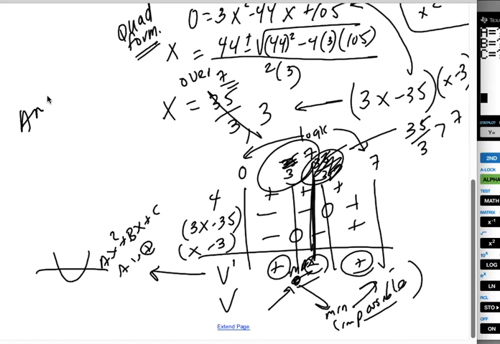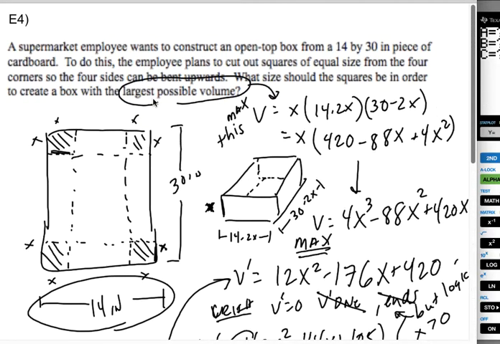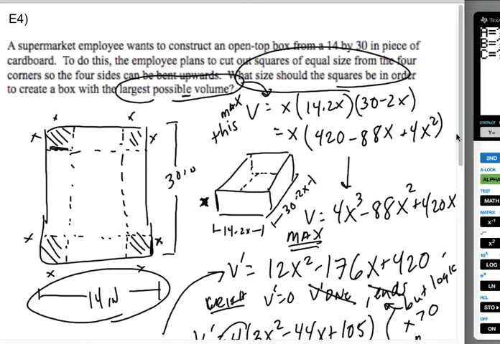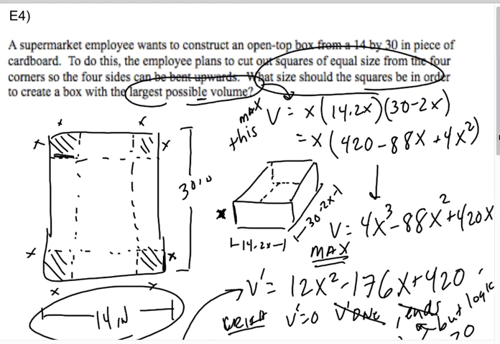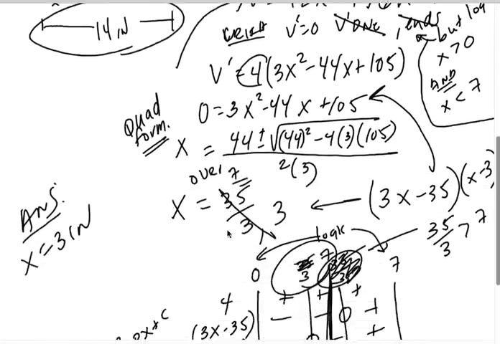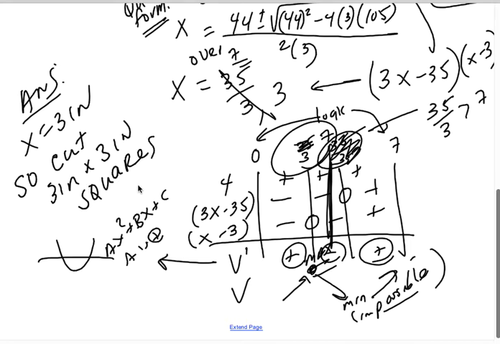So your answer is that x is 3 inches, right? And make sure you go back and actually answer the question. The thing you were asked to do is, what size squares should be cut? So that's the answer. So they should be 3 by 3 squares. And that's it, right? So you always want to make sure you go back and read the actual question. So the answer is cut 3-inch by 3-inch squares. Make sure you go back up and answer the question. It's very frustrating if you do all the math right and don't answer right.